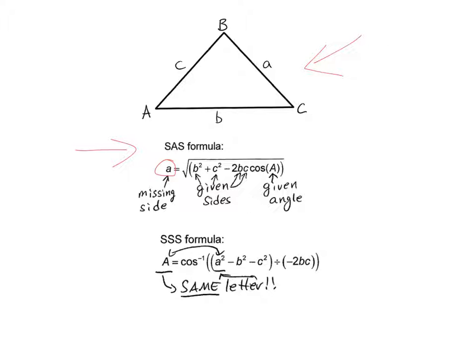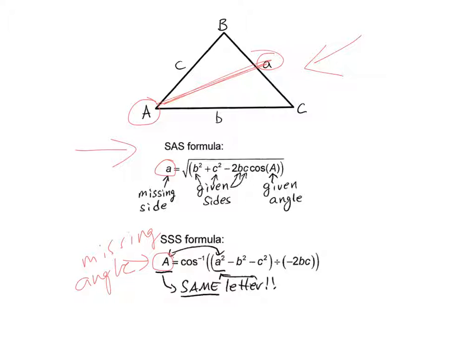Then the side, side, side formula, the capital A stands for the missing angle this time. Remember, capital letters are angles, lowercase letters are sides. And the angle and the side with the same letter are always opposite each other on the triangle.